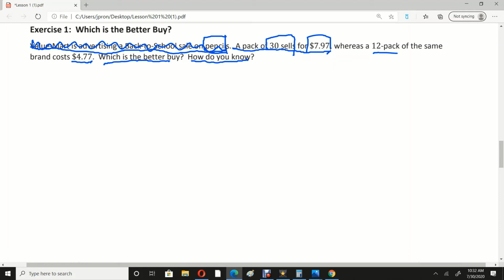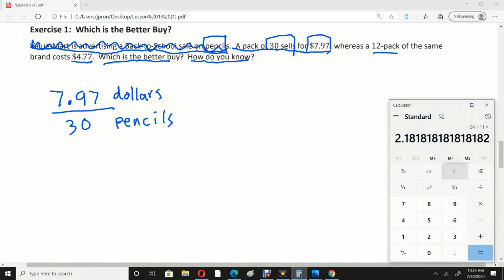Well, let's take the total cost, $7.97, and divide that by the number of pencils we get. So this is $7.97 per 30 pencils. The way we calculate the unit price here is dividing 7.97 by 30. I am not going to ask you to do long division. You can get out your calculator as well, and let's do this together. Let's divide 7.97 by 30.